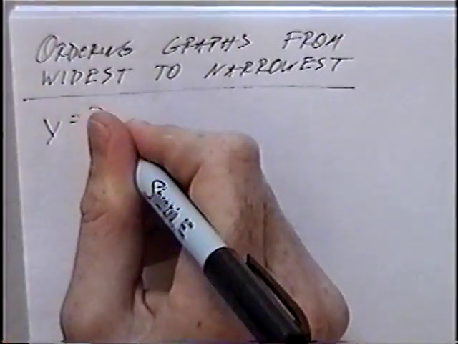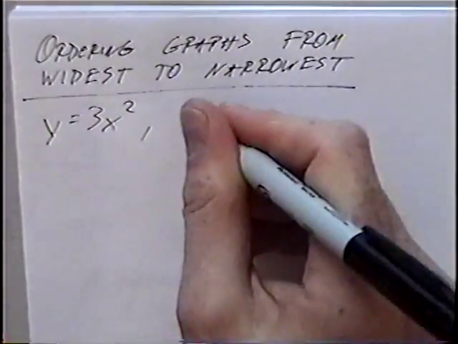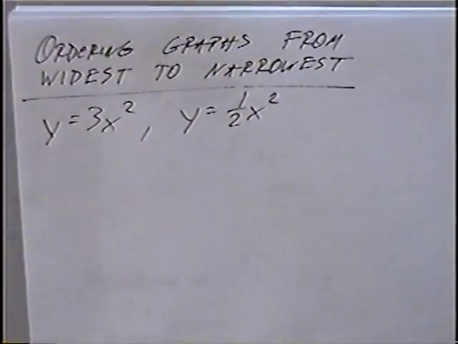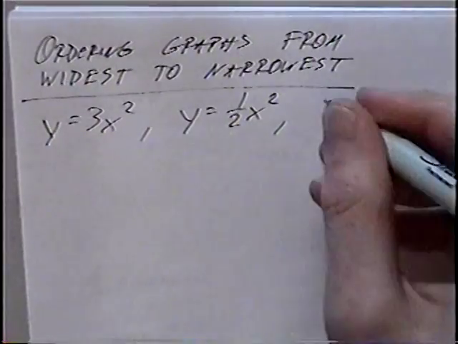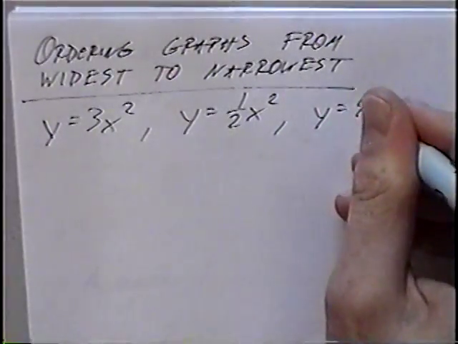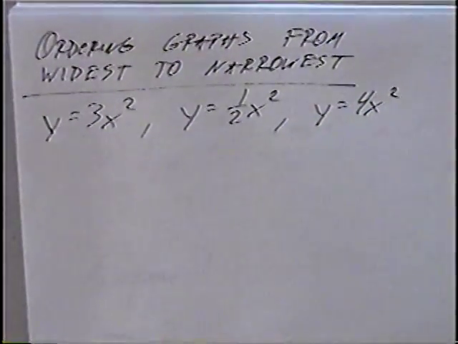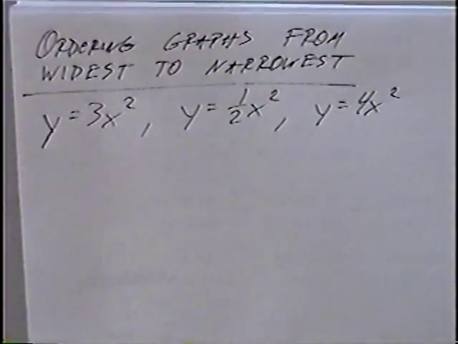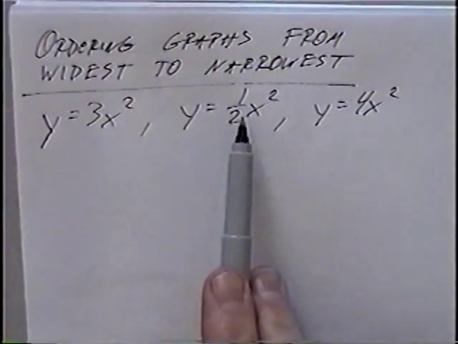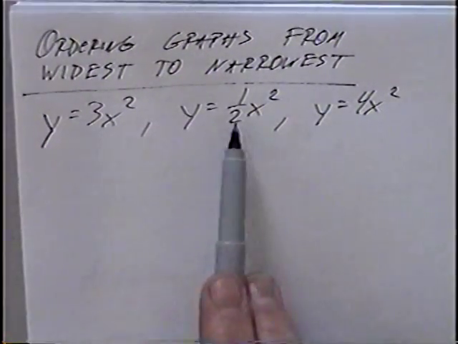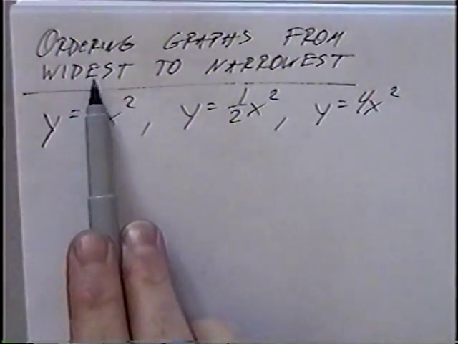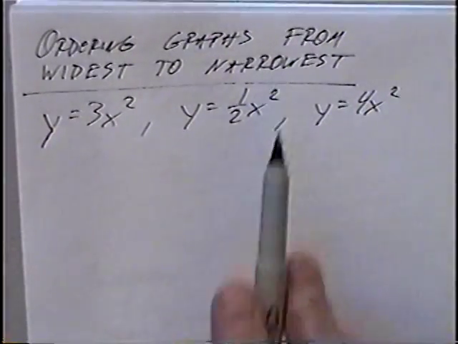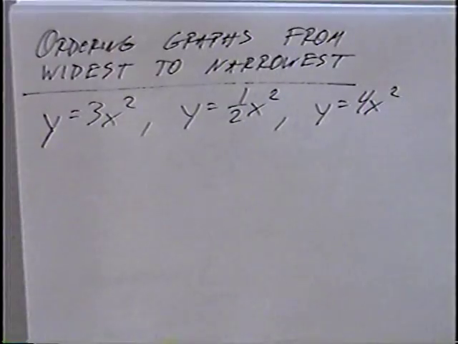y equals 3x squared. Second graph, y equals 1/2 x squared. And the third one, y equals 4x squared. Each of these graphs would be a parabola shape. When you have a number in front of the x, that's going to multiply or change the y value. For a wide graph, you want a small number that's close to 0. For a narrow graph, that would be a big number or highest number.